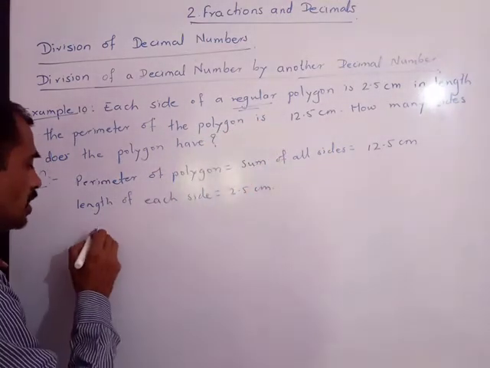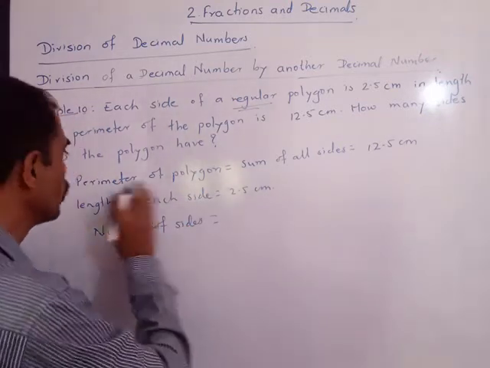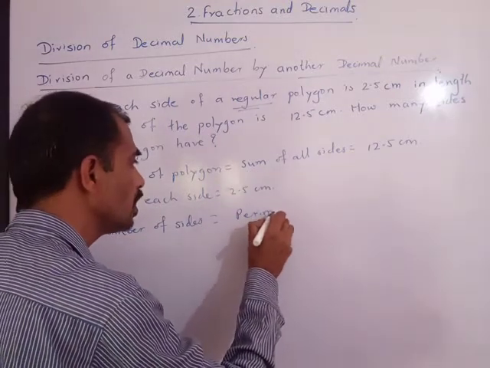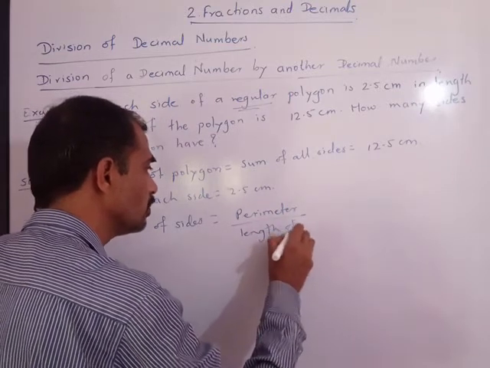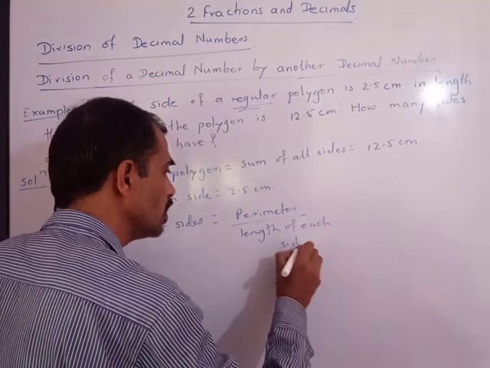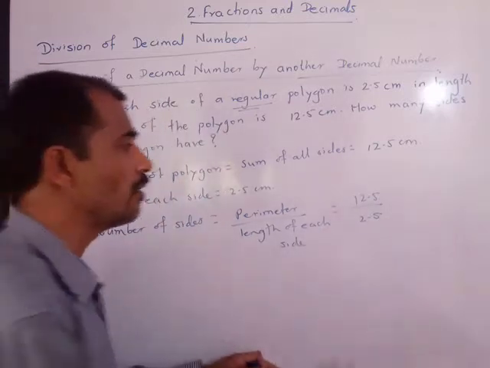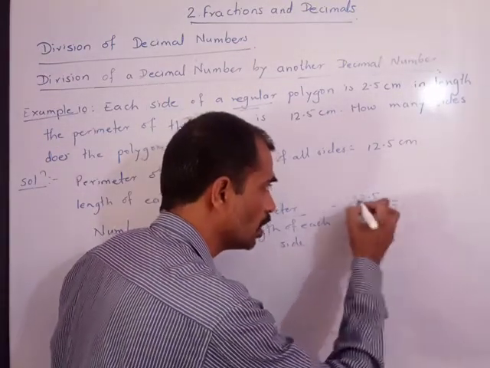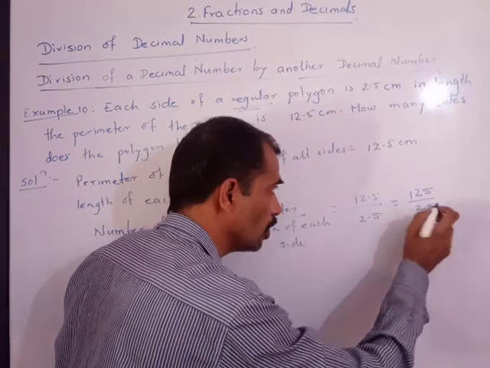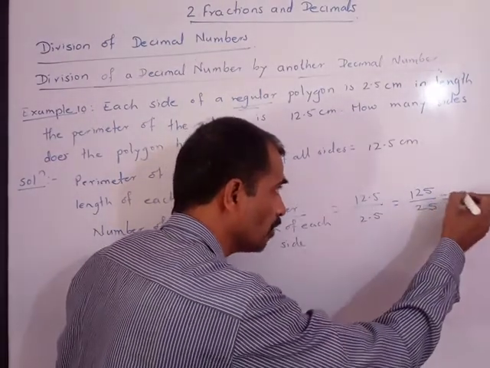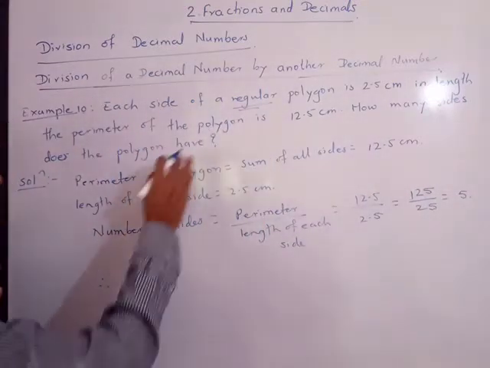Let us find the number of sides. Number of sides is equal to perimeter upon length of each side. So this is equal to 12.5 divided by 2.5. How to do the division? That we have already studied. Shift the decimal point one place to the right side. So this will be 125 upon 25. Now we know that 25 5s are 125. So the number of sides is 5. Hence the polygon is a regular pentagon.